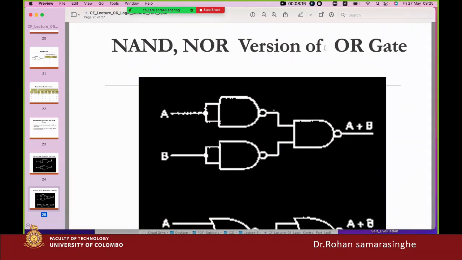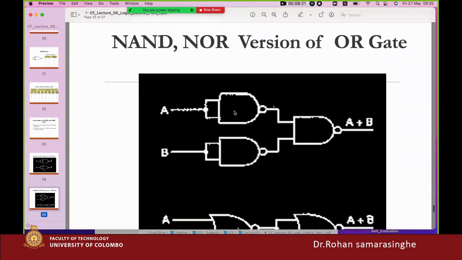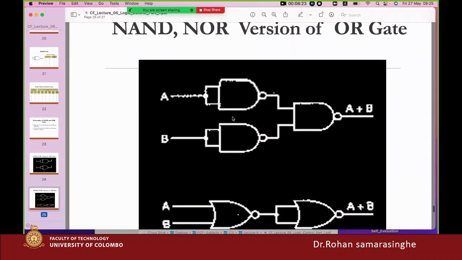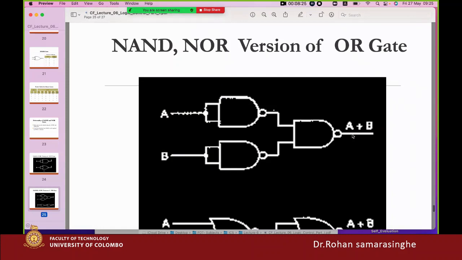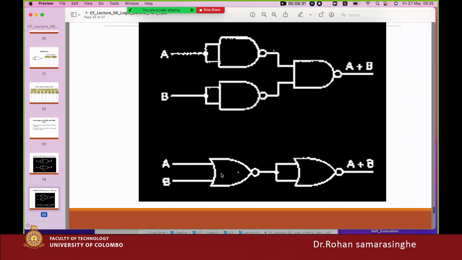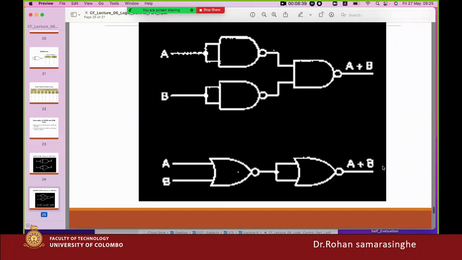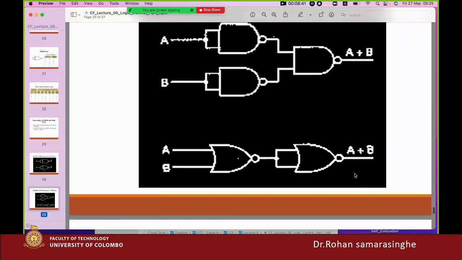NAND and NOR version of the OR gate. So having these three NAND gates, we can get the output of the OR gate. Here, using this NOR gate also, we can get the NOR gate output.